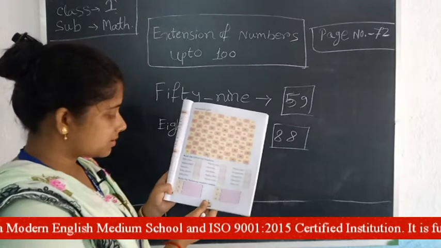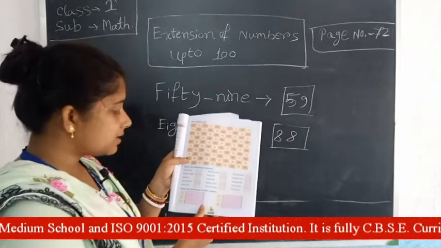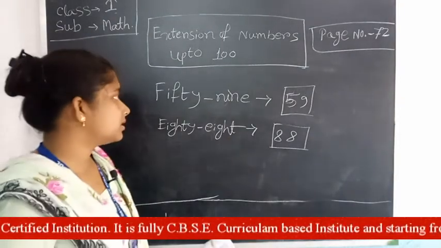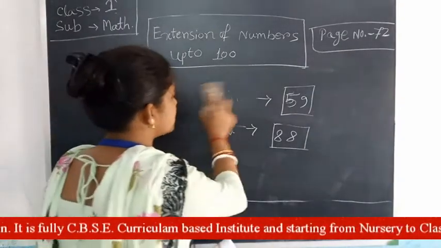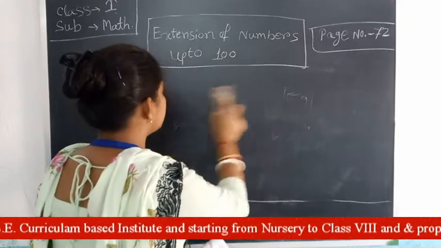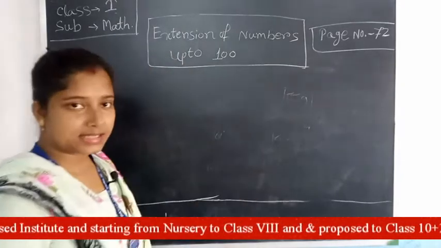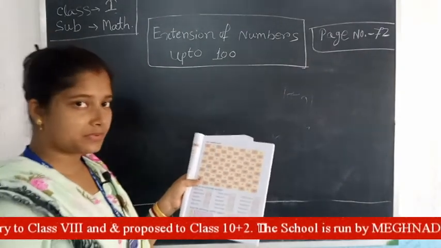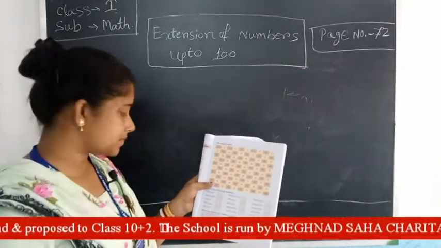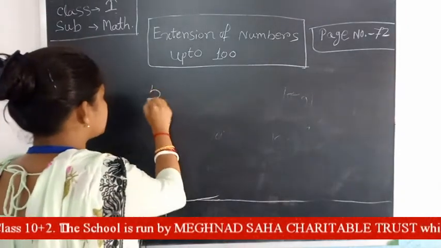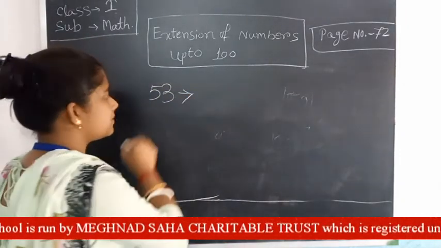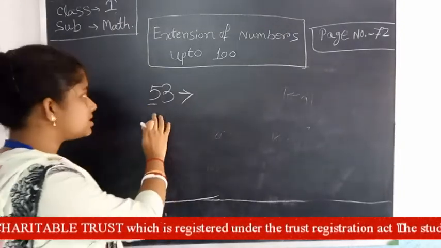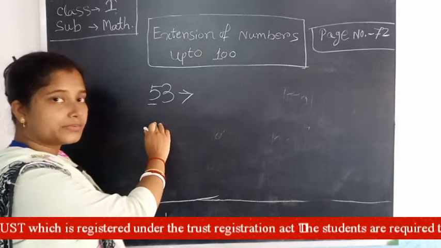And the second task is write the following number names. In the previous task, all the number names have given. You have to write the number in digits, and in the second task all the digits have given and you have to write the number names. So at first the first number is 53. And what is the first digit? 5. So this is a number from the group of 50s.